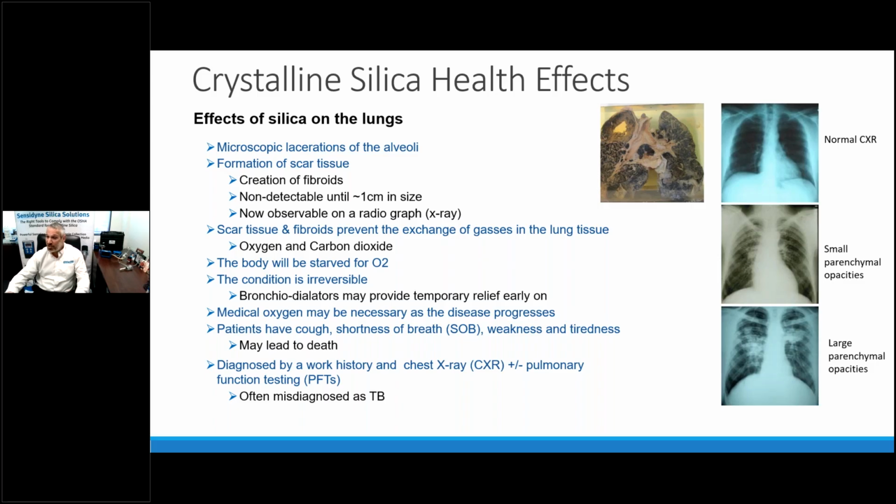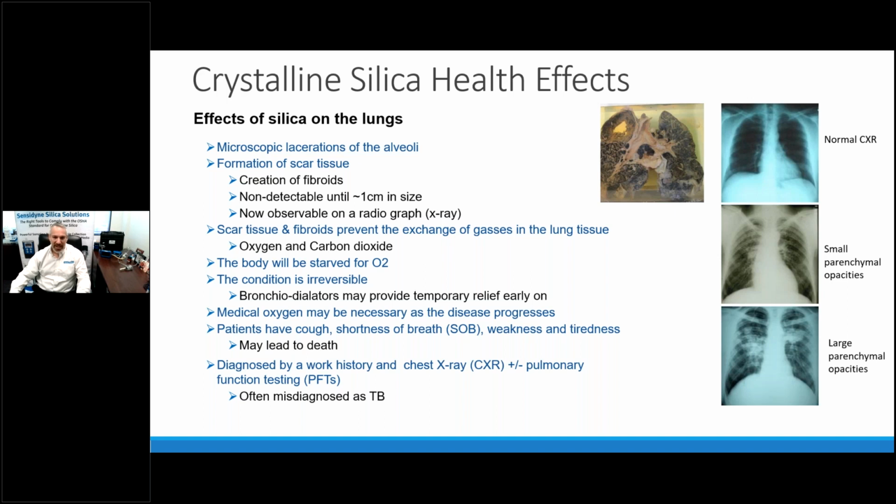The scar tissue and fibroids can prevent the exchange of gases in the lung tissue. So this is really that oxygen and CO2 exchange. This leads to your body becoming starved for oxygen. Once this occurs, the condition is irreversible. There is some treatment with bronchodilators that may provide some temporary relief of the disease early on, but as it progresses to the more advanced stages, they will have minimal effects. Often medical oxygen becomes necessary as the disease progresses because the body just cannot get enough oxygen into your system.